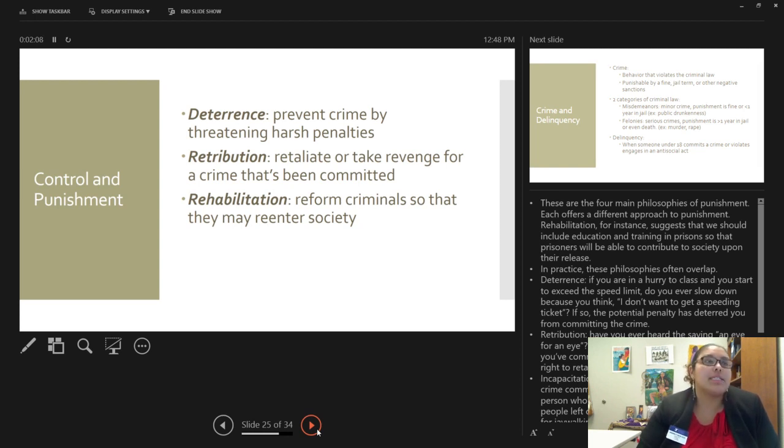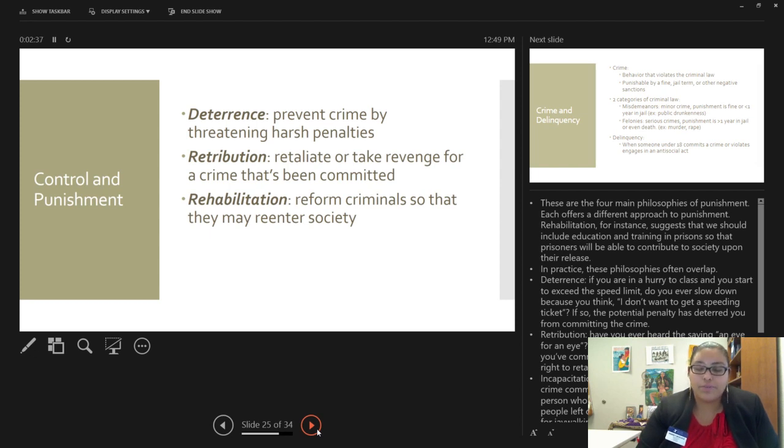Retribution. This is probably the one that makes the most sense, especially if someone is a victim of a crime. And this is to retaliate or take revenge for a crime that has been committed. So if someone hurt you, you want them punished. You want them hurt. Rehabilitation. Reform criminals so that they may re-enter society.